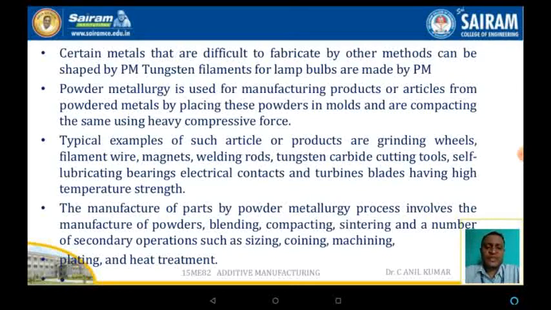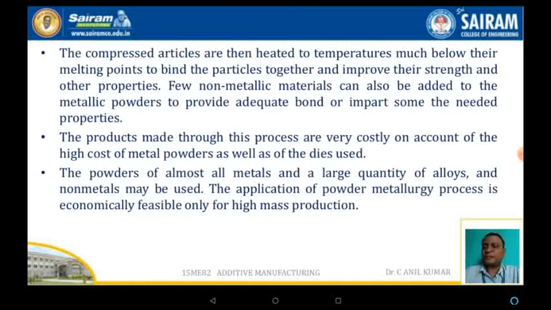Most of the applications are in cutting tools, and in other applications where fabrication is very difficult, such as turbine blades, which have high temperature strength. The manufacture of parts by the powder metallurgy process involves manufacturing of the powder, blending, compacting, sintering, and a number of secondary operations to get the required component.